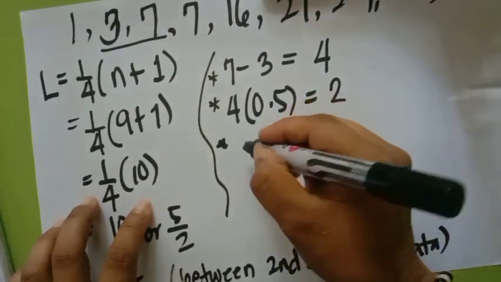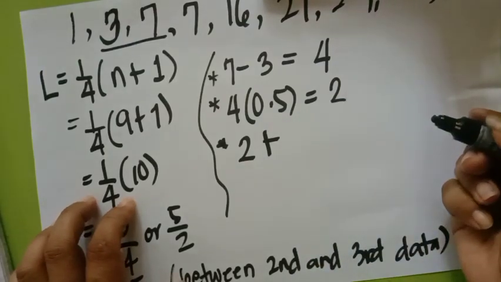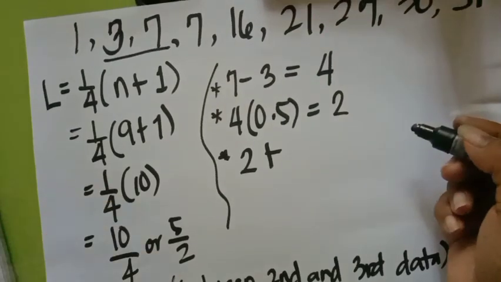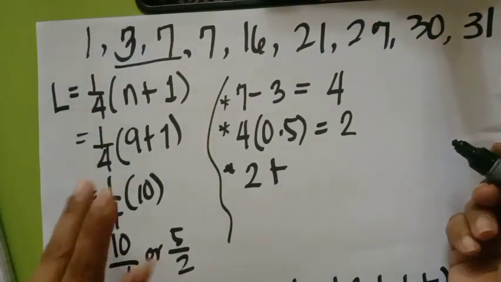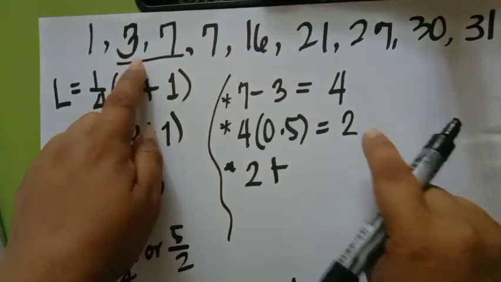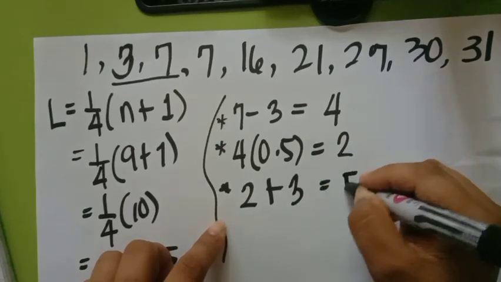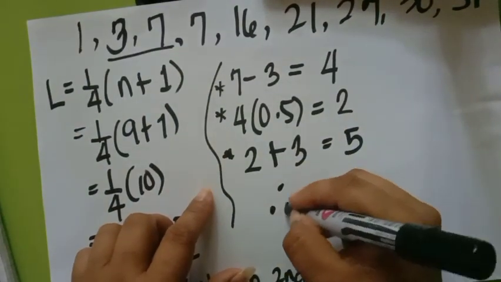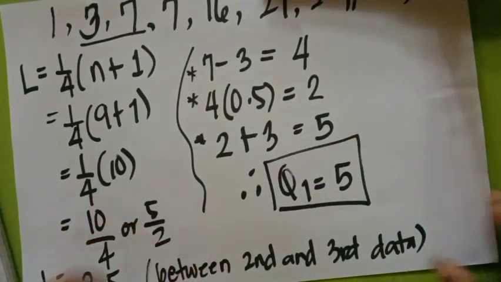After that, yung 2 na nakuha natin, i-add natin siya doon sa smaller data. We have two datas, di ba? The second data and the third data. Doon sa second and third data, ano yung smallest sa kanilang dalawa? The smallest is 3. So, yung 3 na yon idadagdag natin doon sa product. So, 2 plus 3 is equal to 5. Therefore, Q1 is equal to 5. So, by linear interpolation, the first quartile is equal to 5.